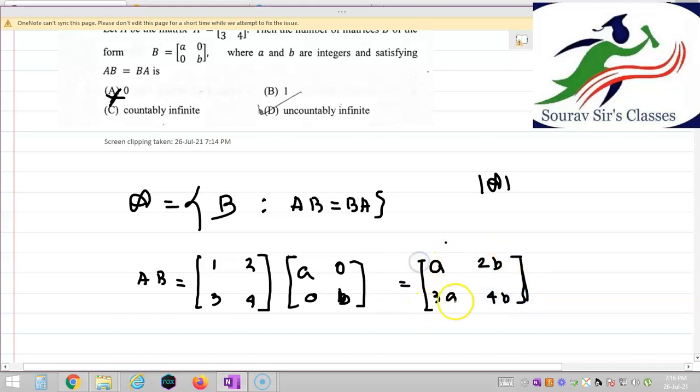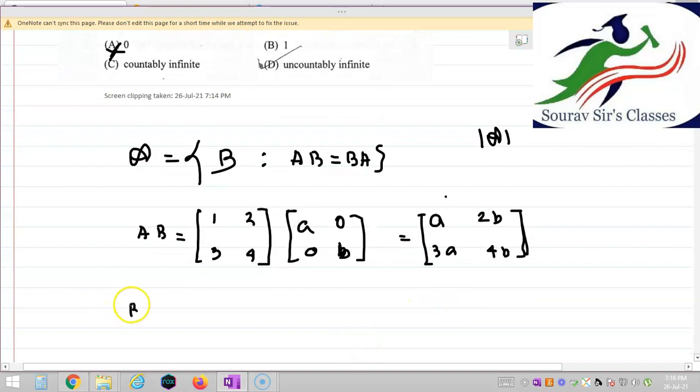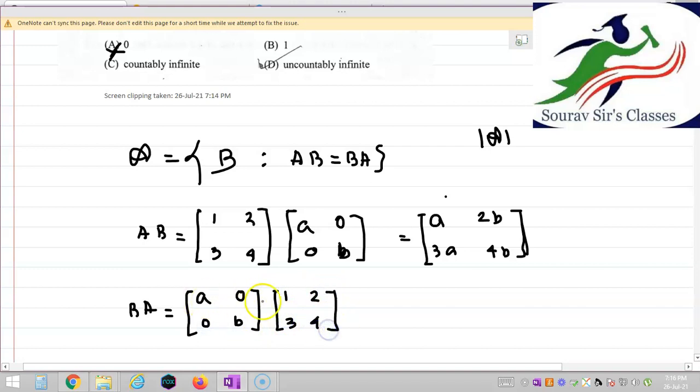Now let's see what our BA is. So BA is equal to a, 0, 0, b into 1, 2, 3, 4. So we need to multiply this row with this column, I will get a. Then I need to multiply this row with this column, I will get 2a. Then I need to multiply this row with this column, then I will get 3b. Then I need to multiply this row with this column, so that will be 4b.